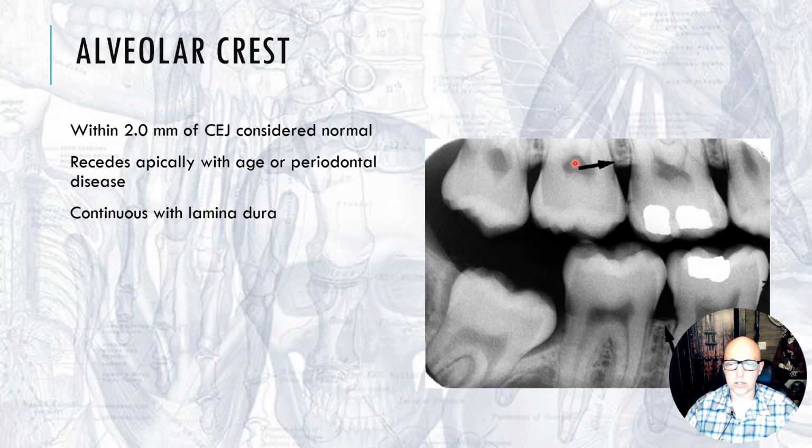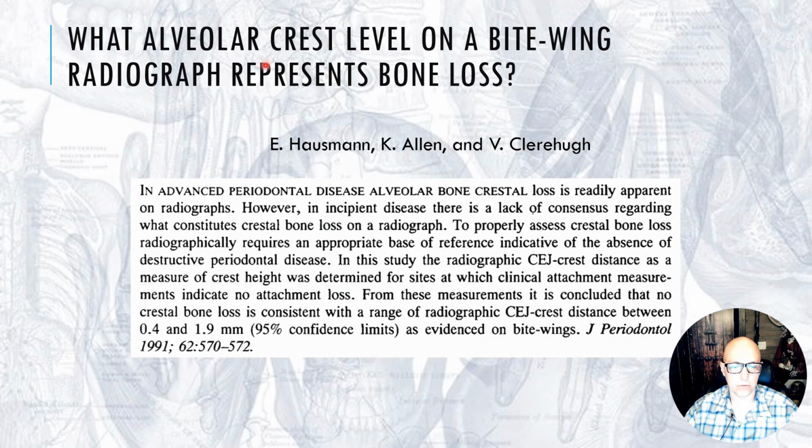And it should be nice and continuous with the lamina dura. I mentioned that angle that you see, not always a right angle, sometimes more acute, sometimes more oblique. But if it's continuous with the lamina dura, that's a good sign that there's not at least active periodontal disease. All right, refer back to this kind of well-known literature way back in 1991, where they did the studies and found that with a 95% confidence interval, healthy CEJ to the alveolar crest distance was between 0.4 and 1.9 millimeters. So anything beyond 2 millimeters, as I said, you should start thinking periodontal disease.